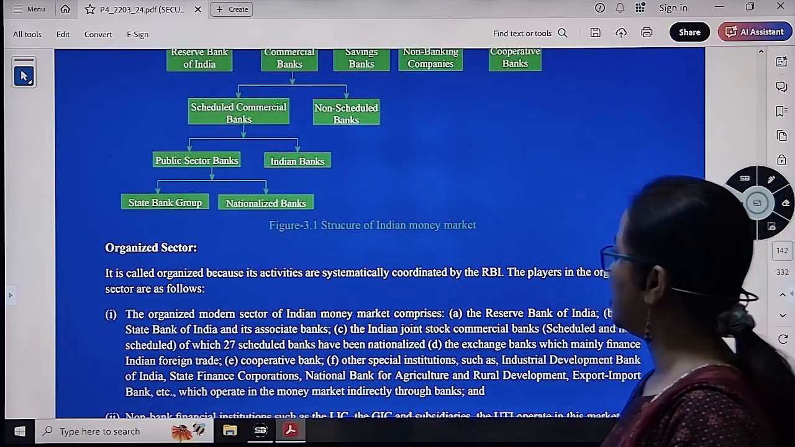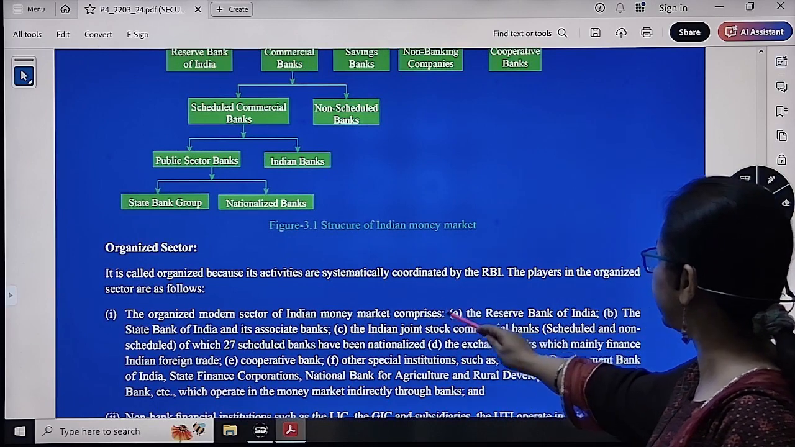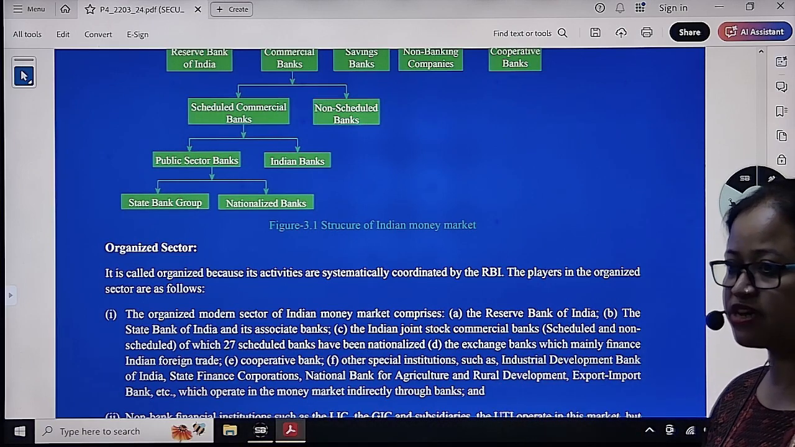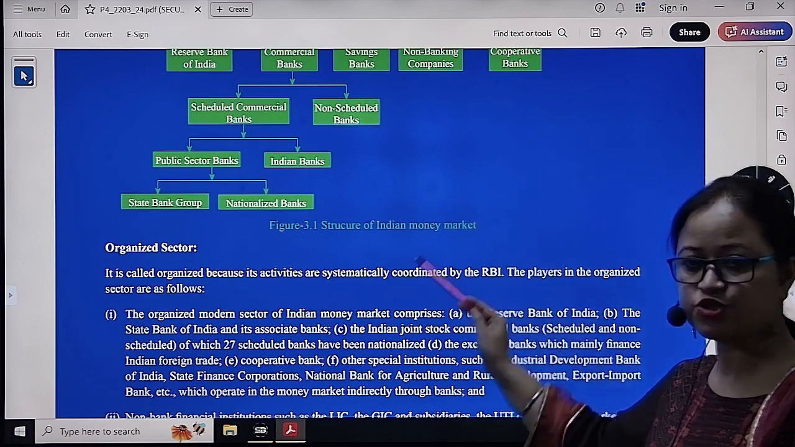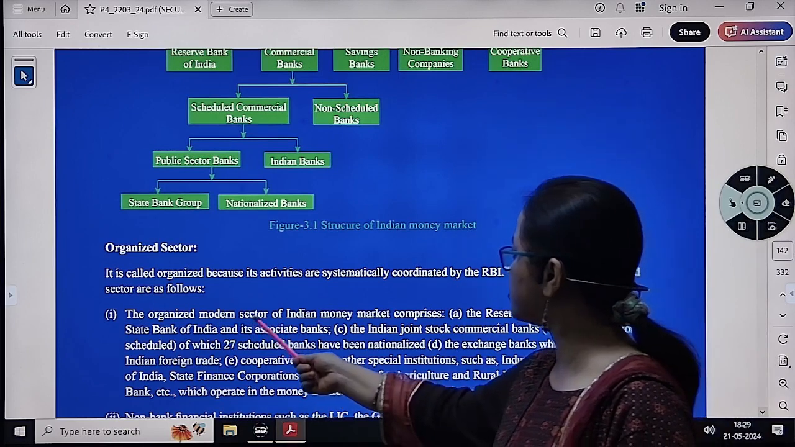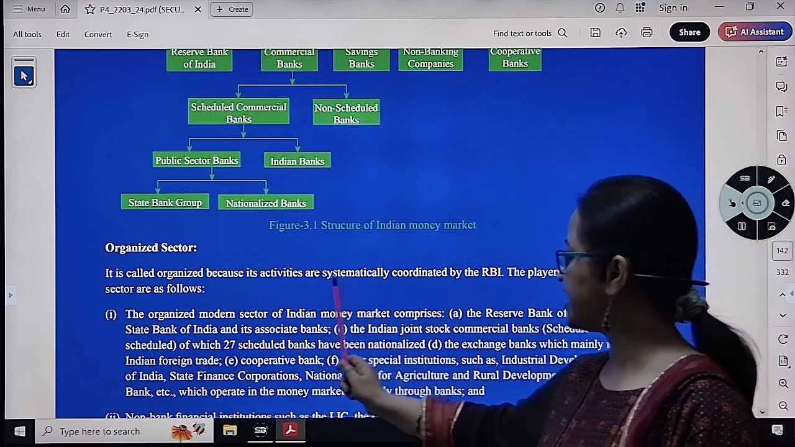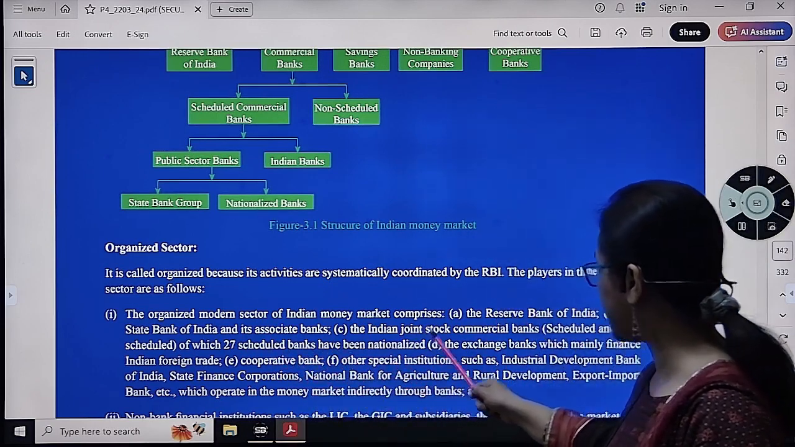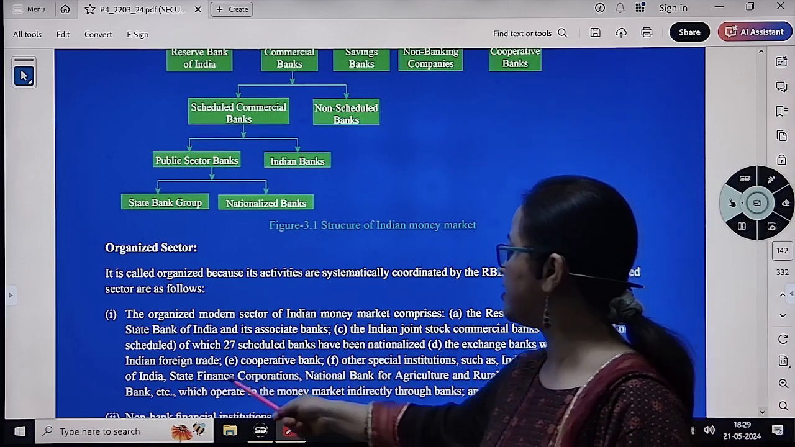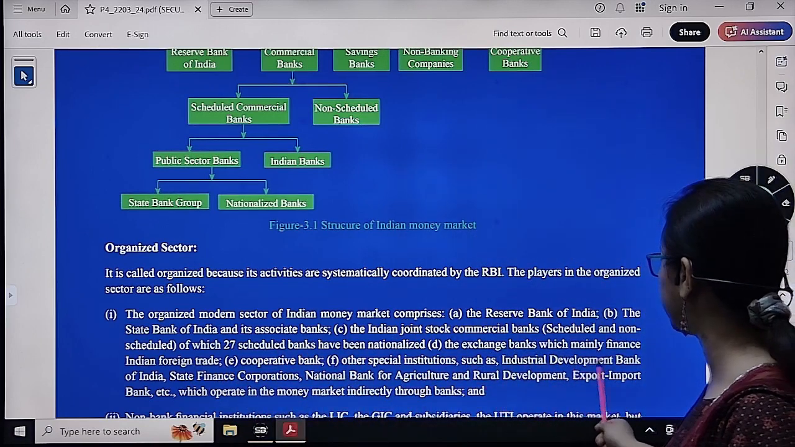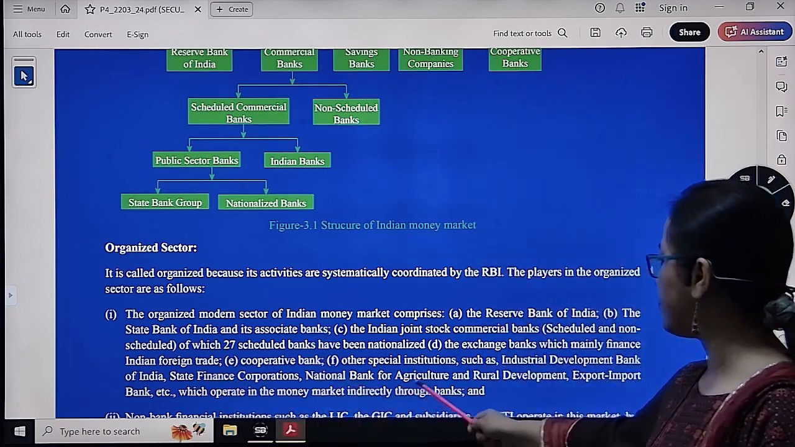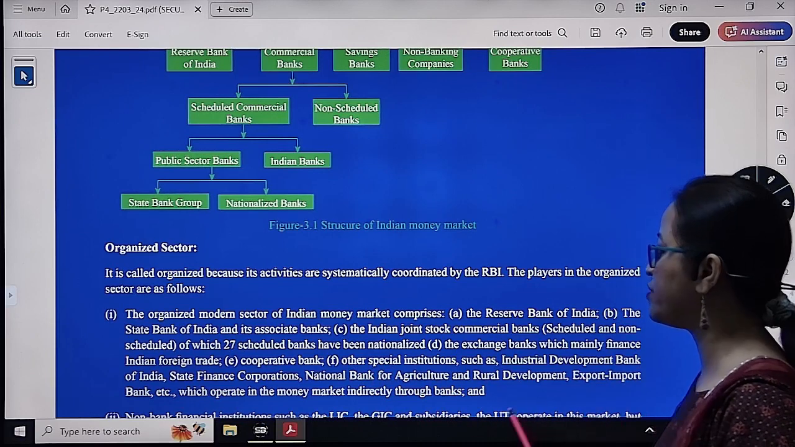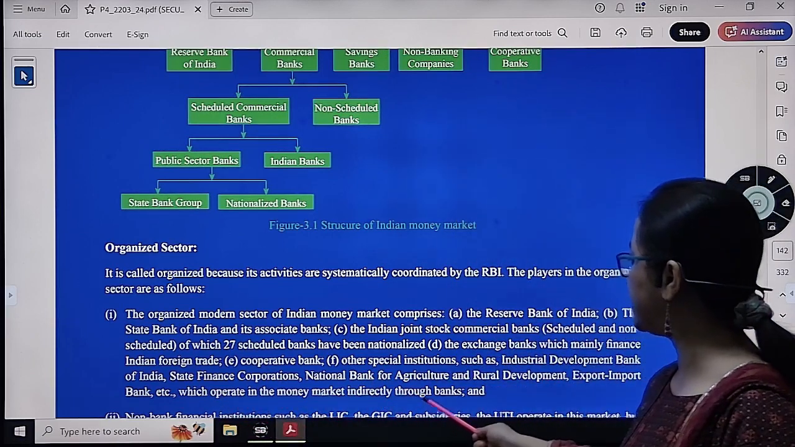So you can see here, it is called organized because its activities are systematically coordinated by the RBI. It is regulated and controlled by the RBI, and the unorganized sector is not controlled and regulated by the RBI. The organized modern sector of the Indian money market comprises the RBI, the State Bank and its associate banks, the joint stock commercial banks, scheduled as well as non-scheduled, of which 27 scheduled banks have been nationalized, the exchange banks, which mainly finance Indian foreign trade, cooperative banks, and other special institutions such as IDBI, SFC, the National Bank for Agriculture and Rural Development, that is NABARD, non-banking financial institutions, and the Export-Import Bank, Exim Bank, which operate in the money market indirectly through banks.